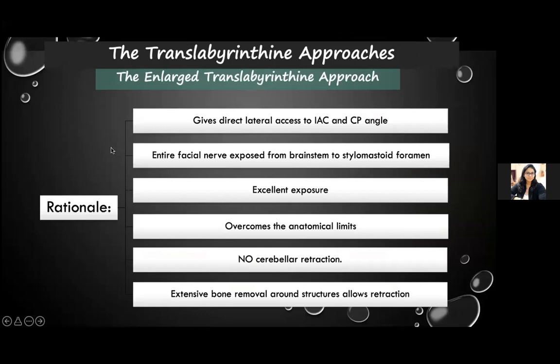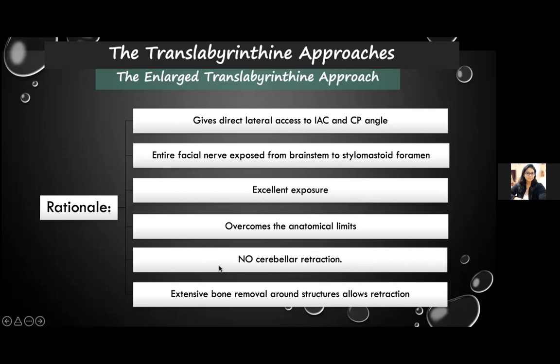Now the rationale of the study. The translabyrinthine approach gives a direct lateral access to the internal acoustic canal and the CP angle. That is the most important advantage of the translabyrinthine approach. If we do not want to preserve the hearing, then this is the best access to enter the internal acoustic meatus and the cerebellopontine angle. In this approach, the entire facial nerve is exposed from the brainstem to the stylomastoid foramen, and it gives excellent exposure and helps us overcome all the anatomical limits, and there is no cerebellar retraction, which is another attraction of translabyrinthine approaches.